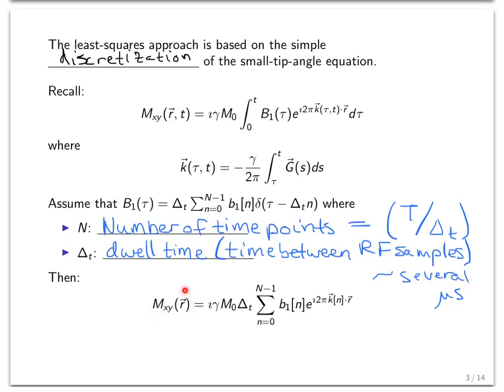Okay, so then we have that mxy of r is equal to this weighted sum. We carry down the i gamma m0 from above, and now we just plug in this model of b1 of tau into the small tip equation, and because the integrals of the delta functions are just 1, we end up with just this weighted train of samples. It's just the Fourier kernel evaluated at time point n times the RF at time point n.